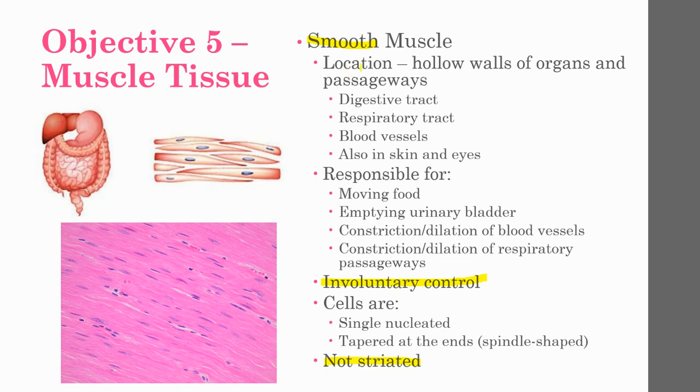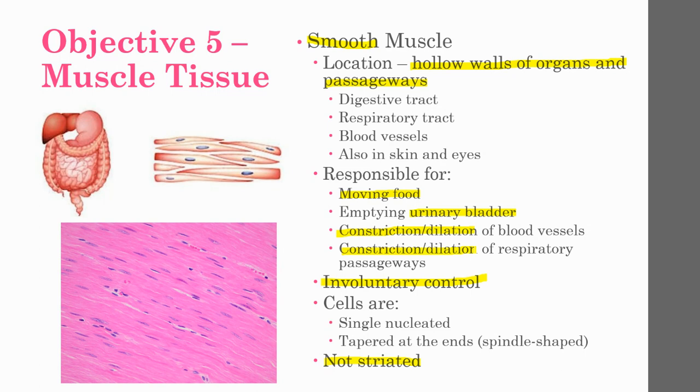And so where you'll find your smooth muscle is in the hollow walls of organs and passageways. So pretty much your whole digestive tract, your esophagus, into your stomach, into your intestines, your blood vessels. You also have some smooth muscles in your skin called your arrector pili. There's some smooth muscles in your eyes. And pretty much because they're in these passageways, they're going to be responsible for moving food along the tract, allowing you to empty your bladder, constricting and dilating your blood vessels. Same thing for your respiratory passageways.